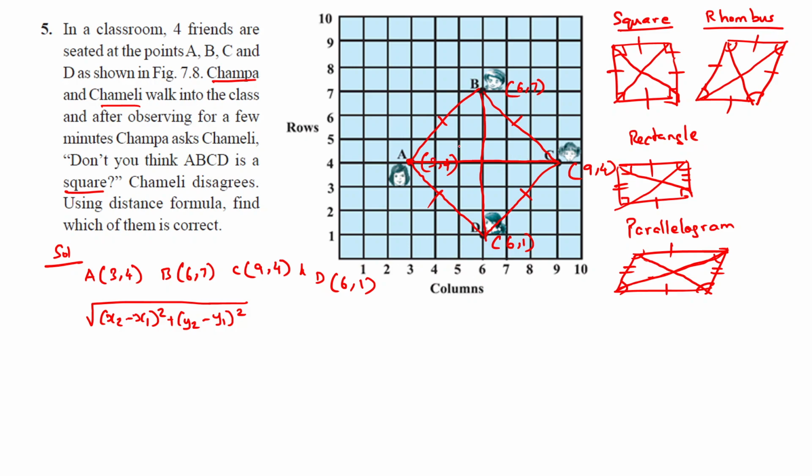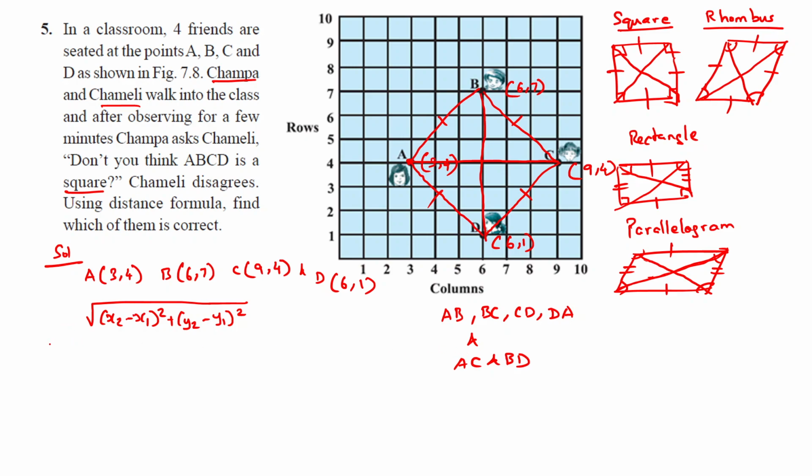So in this question we need to find the AB distance, then the BC distance, CD distance, DA distance, and also the diagonals. What are the diagonals? AC and BD. So we need to find 6 distances. In order to prove it is a square, AB must be equal to BC, BC must be equal to CD, and CD must be equal to DA. And also the diagonals AC must be equal to BD.